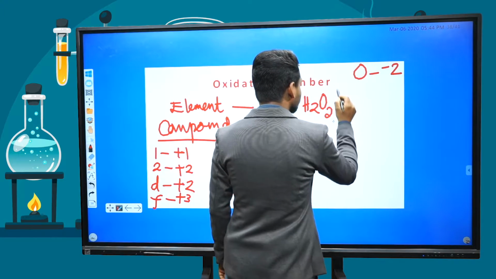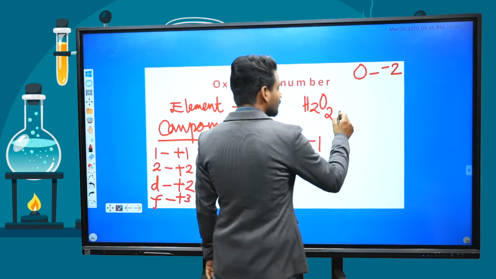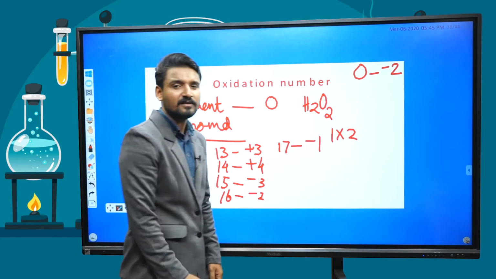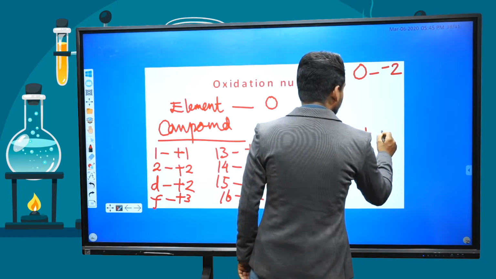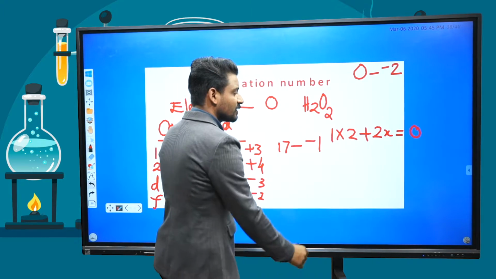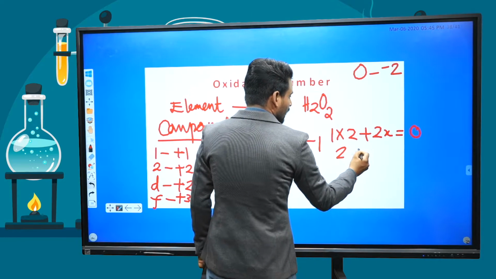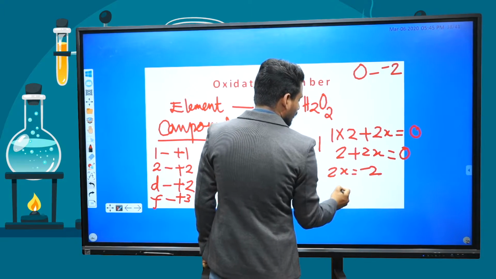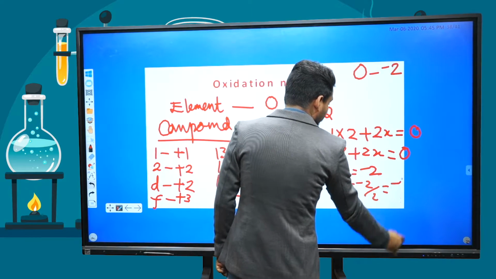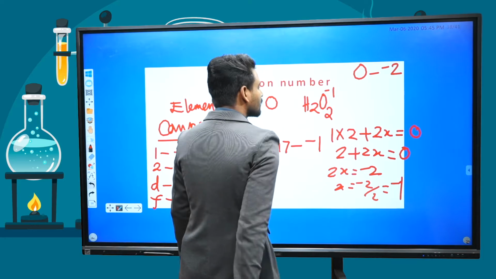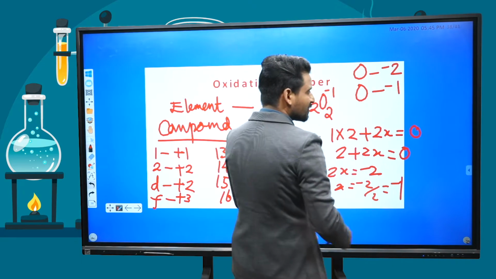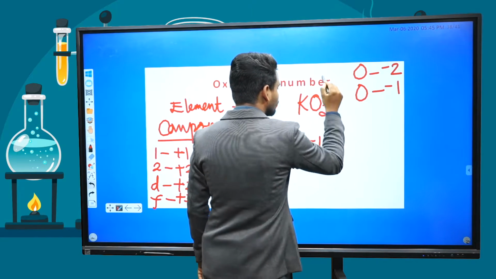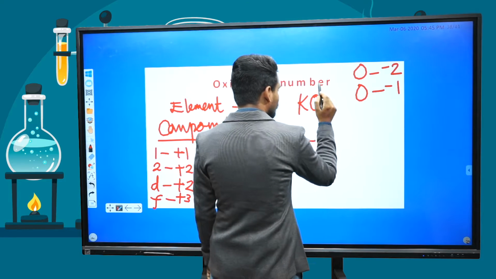Let us consider another example, that is H2O2. We know that hydrogen peroxide is there. Can you calculate the oxidation state of oxygen there? Yes, we can calculate that one. 1 into 2, that is +1 into 2 for hydrogen, plus 2x for oxygen is equal to 0. So 2 plus 2x is equal to 0, then 2x is equal to -2, x is equal to -2 divided by 2, that is equal to -1. So oxygen in hydrogen peroxide has -1 oxidation state. So oxygen has a -1 oxidation state also. So that's a variation. Let us consider another example, that is KO2. Let's calculate the oxidation state of oxygen here.